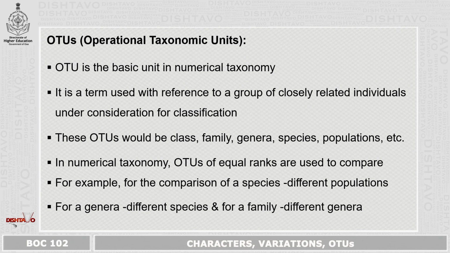In numerical taxonomy, OTUs of equal ranks are used to compare. We can't compare a class and a family like that. Always you have to consider equal ranks. For example, for the comparison of a species, we have to consider different populations of that species. In the same way for a genus, different species, and for a family, different genera will be considered for comparison under numerical taxonomy.